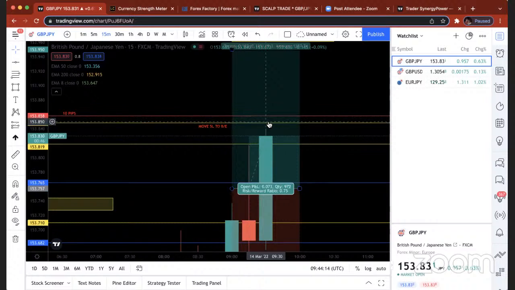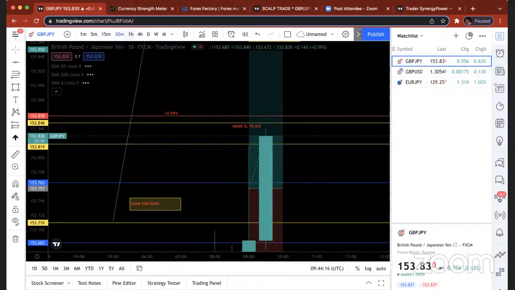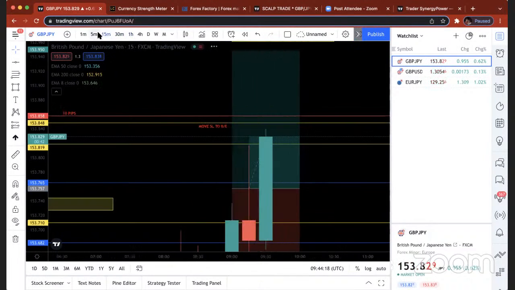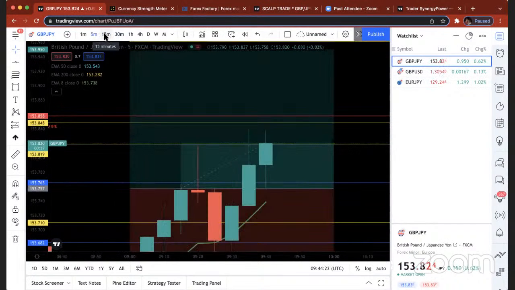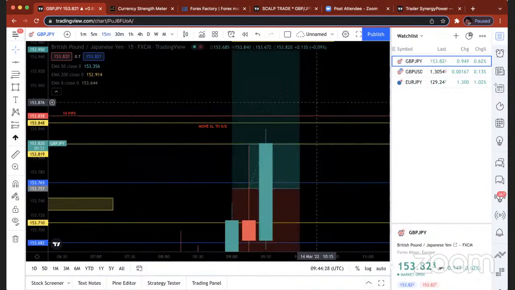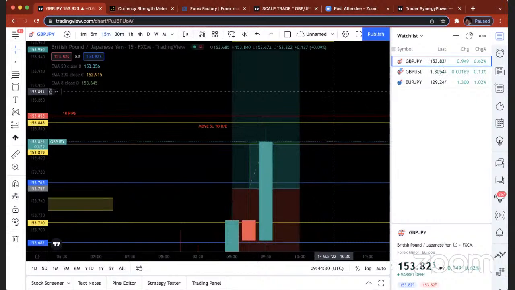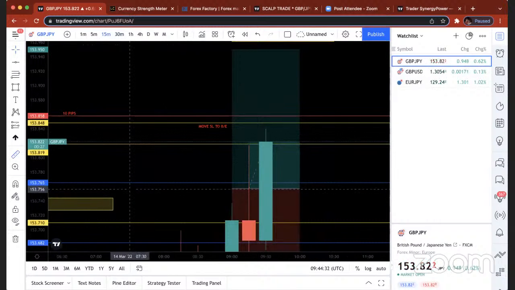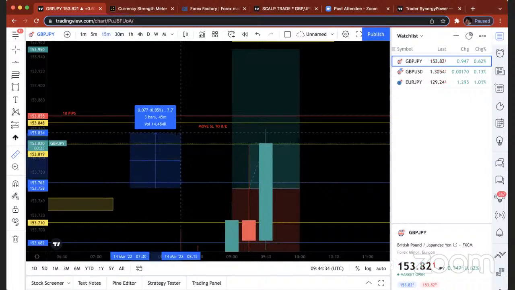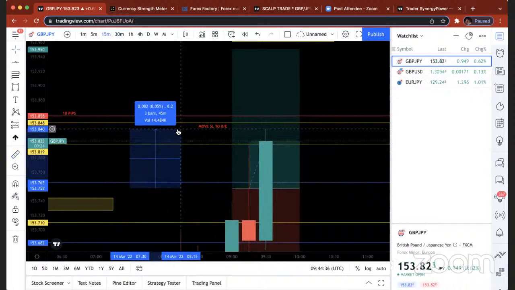Here's a second attempt of touching this hourly zone. I don't want to look too close. The 5-minute will drive me crazy. Yeah, I can't look at that. It's really what makes me want to move my stop loss to break even.